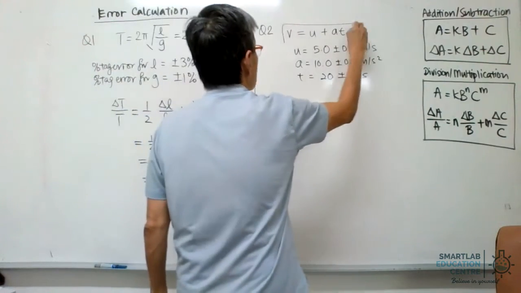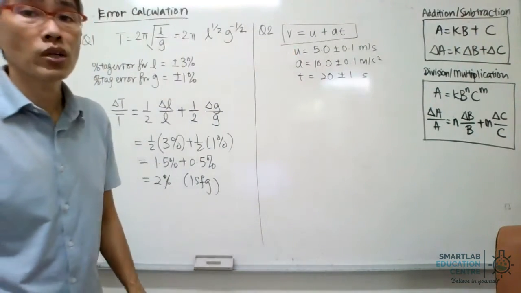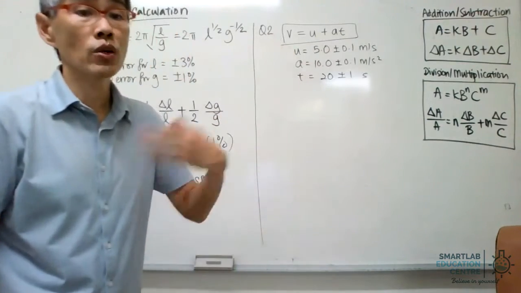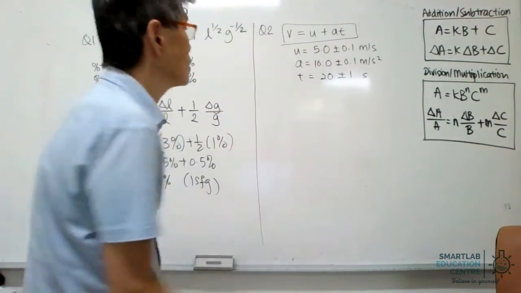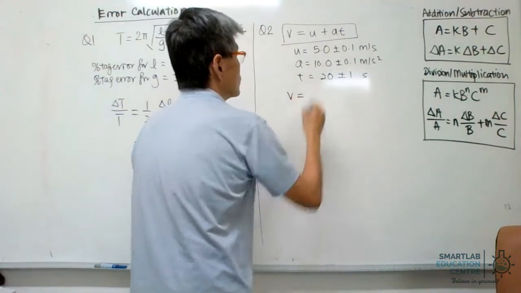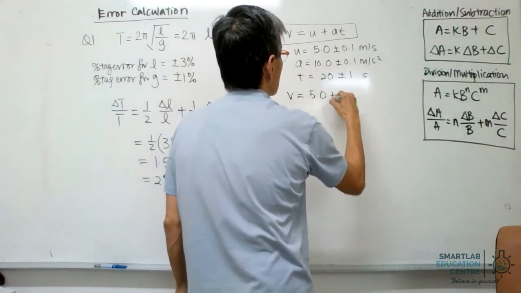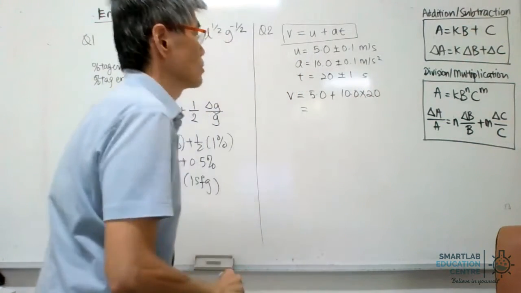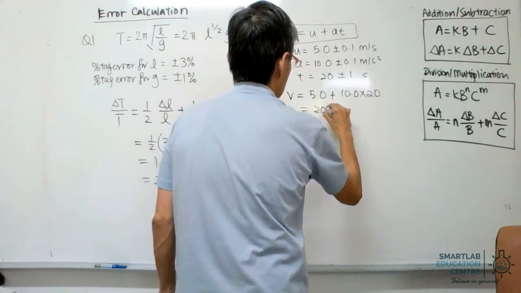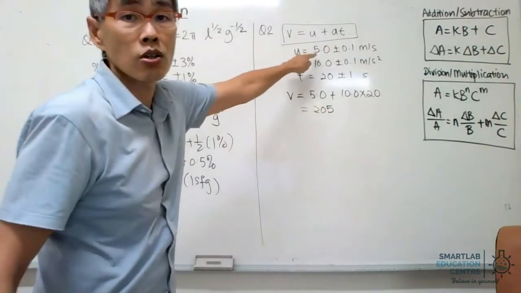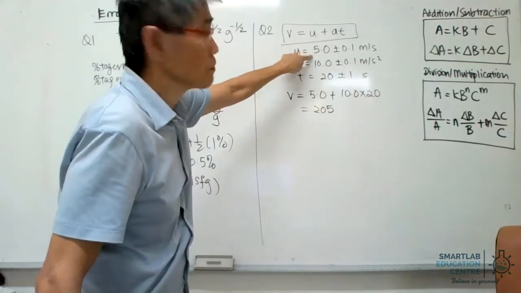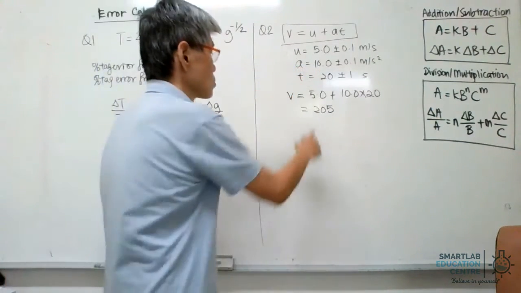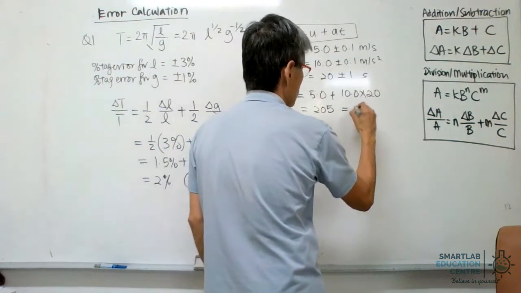This is the next equation we're looking at. So in the same way, we want to calculate the value for V, and then we can work out what is the error for V as well. So let's do the first step. So V is equal to actually 5 plus 10 times 20. Okay, that will give us 205. And mindful that all of them are two significant figures. This is 3. This is back to 2. All right, so this is 3 SF, which means you actually have to round up to 200.